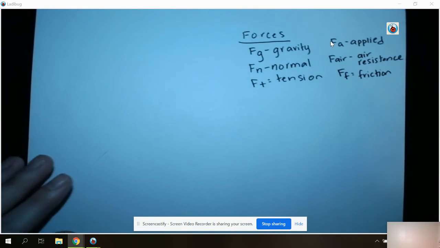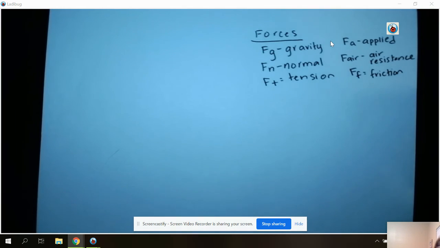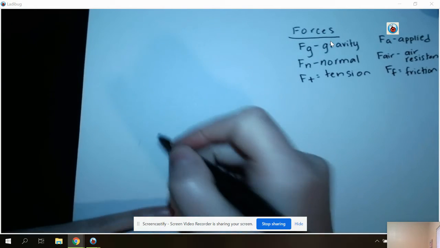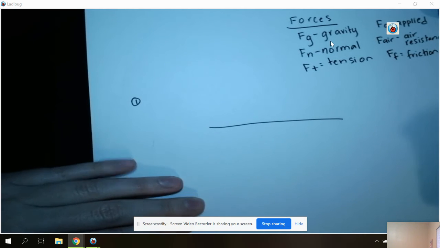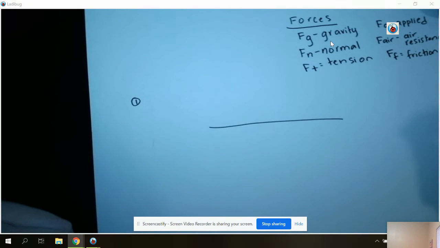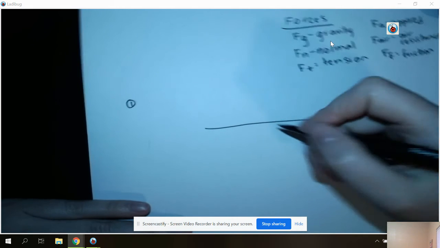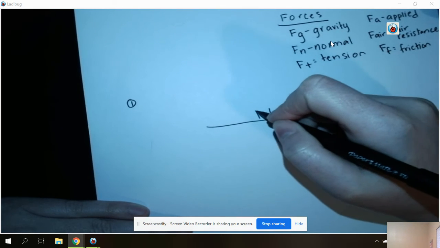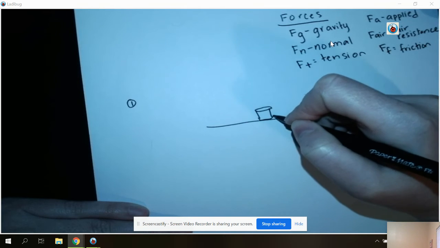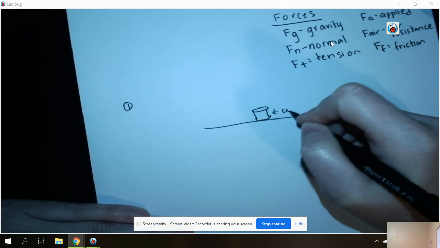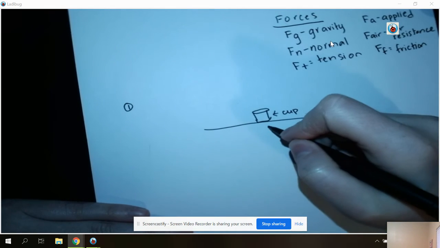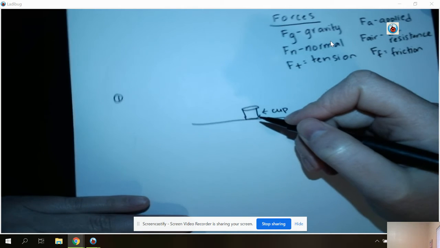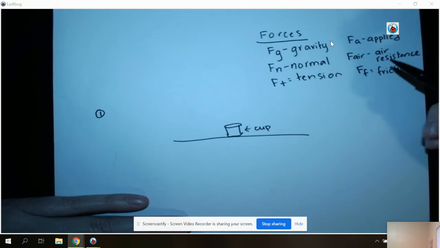Okay, so let's do a couple examples. In problem 1, I am going to do a free body diagram of my cup on my table. My cup is at a standstill, so it's not moving at all. Okay, here is my cup. You're welcome to do a different object. So next thing, I'm going to draw my arrows, my forces acting upon my object.